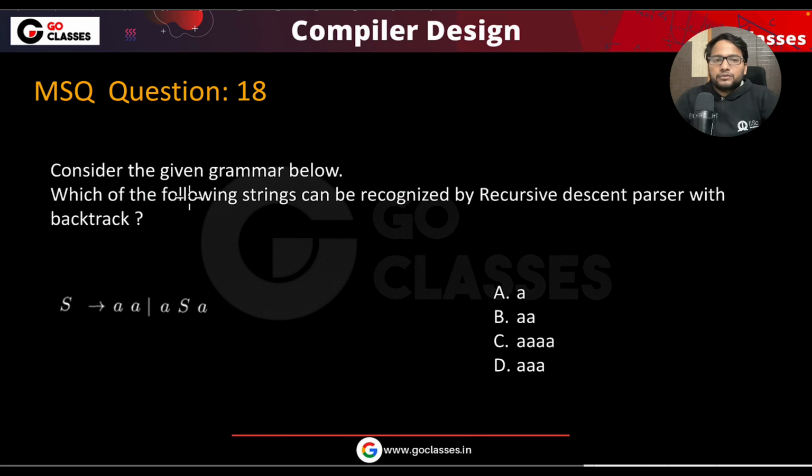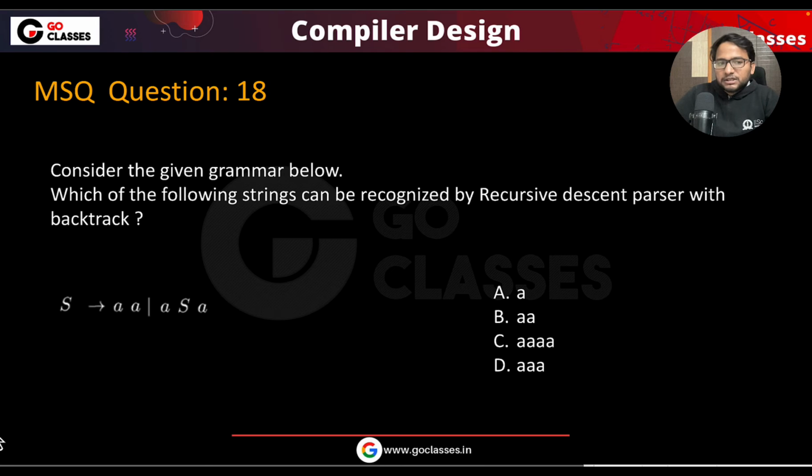Now let's see this question, which is an MSQ question. What are they saying? Consider the grammar given below. Which of the following strings can be generated or can be recognized by the recursive descent parser with backtrack? With this grammar, and the parser is a recursive descent parser, can it recognize this particular string?